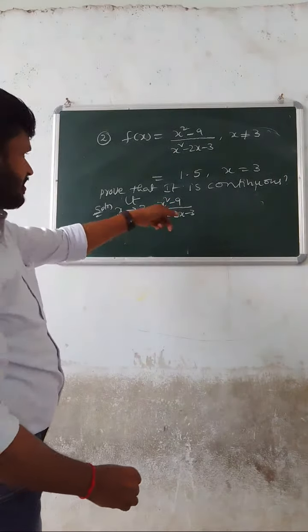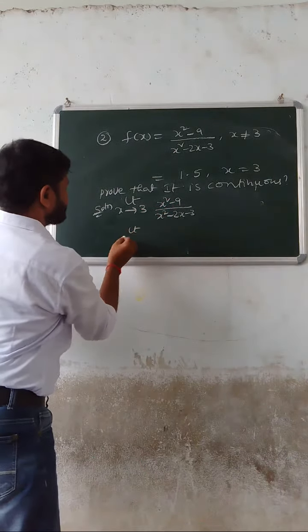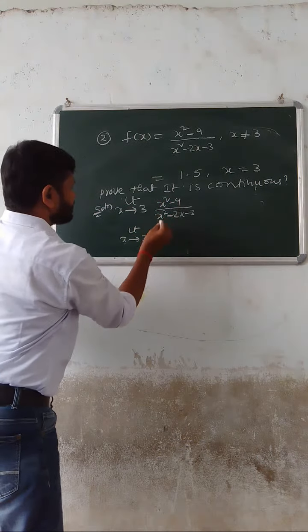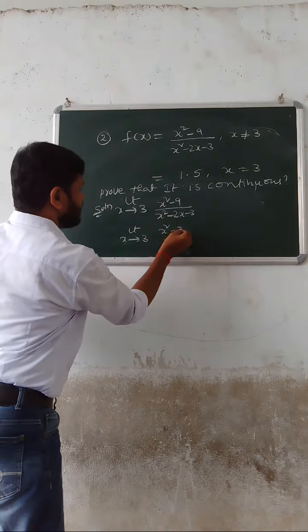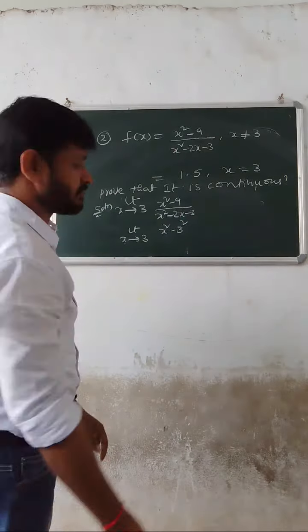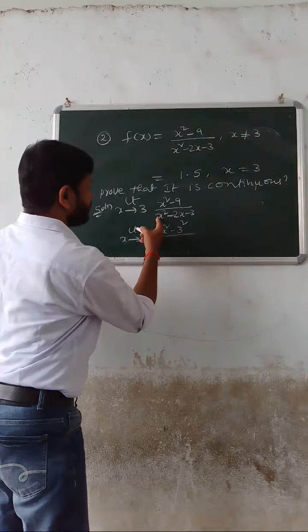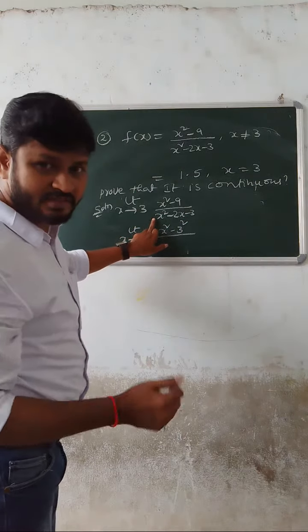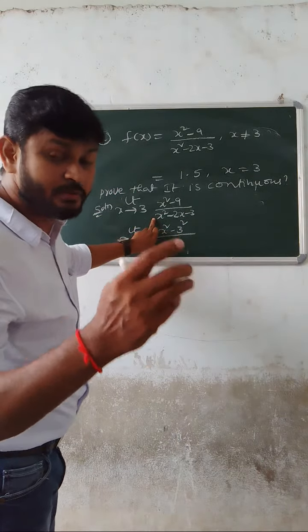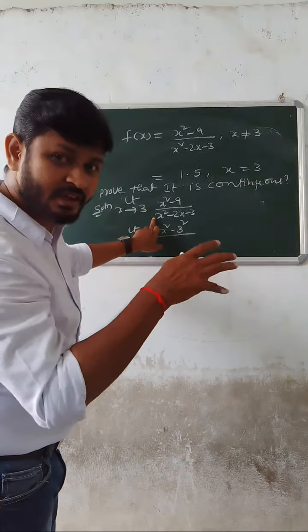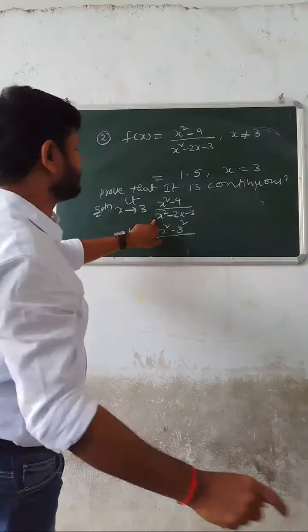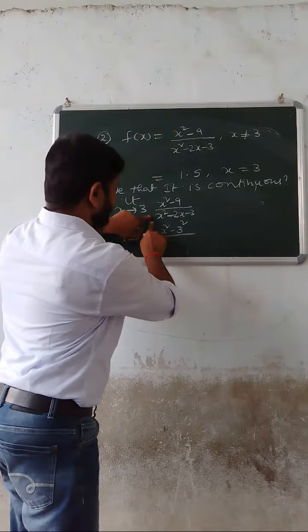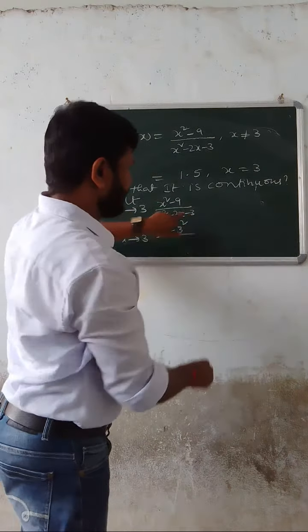Now we should factor this. Limit x tends to 3, x square minus 9 can be written as x square minus 3 square. And how do we factorize the denominator? See this, observe carefully. If you don't know factorization, please listen carefully, I can make you good. This is what? 1. There is no number other than 1. This is what? Minus 3.